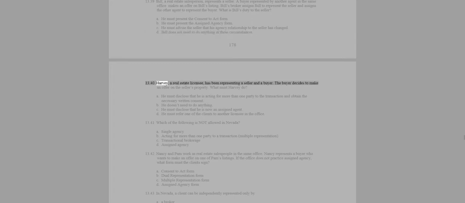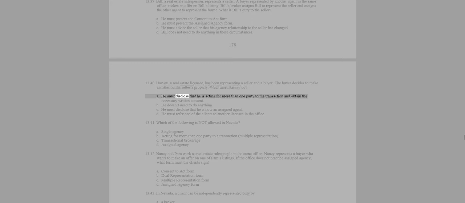13.40 Harvey, a real estate licensee, has been representing a seller and a buyer. The buyer decides to make an offer on the seller's property. What must Harvey do?